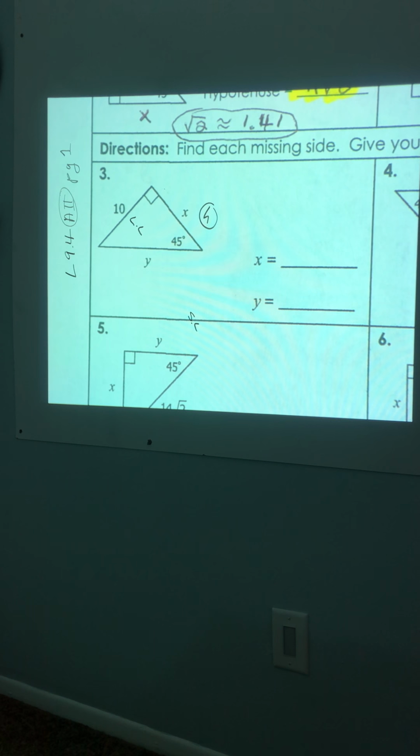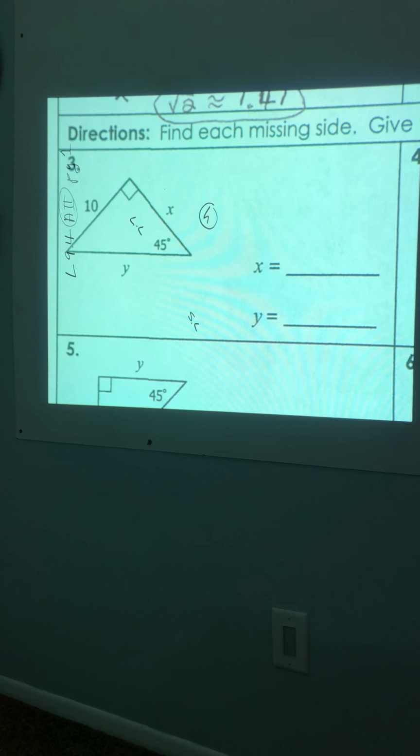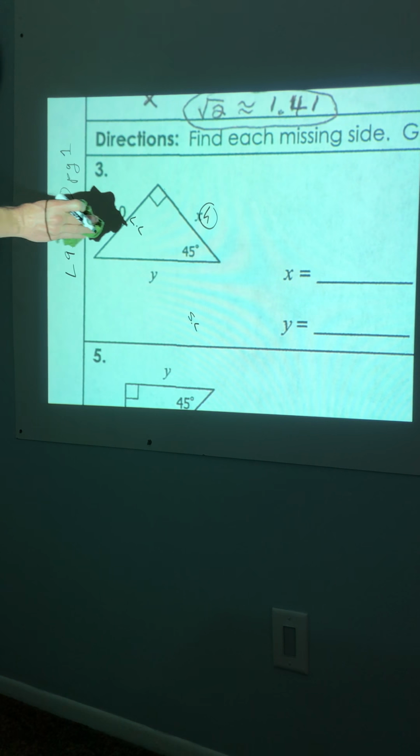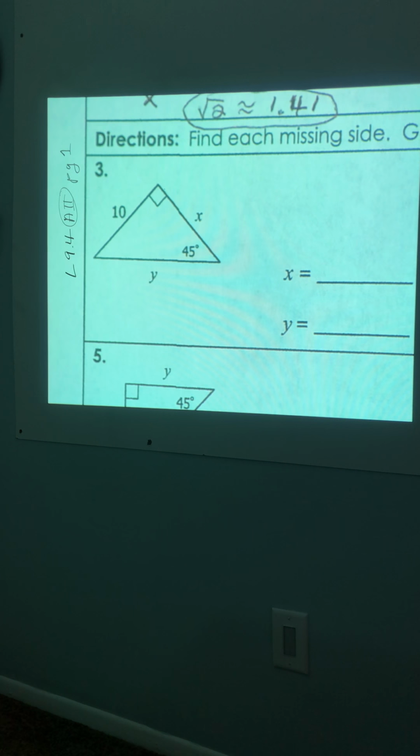All right, let's do a couple problems and see how you're doing. I'm going to start with number 3 over here. Let me supersize this baby. Let me erase. All you got to do first is tell me which one it is. Is it 45, 45, 90, or is it 30, 60, 90?